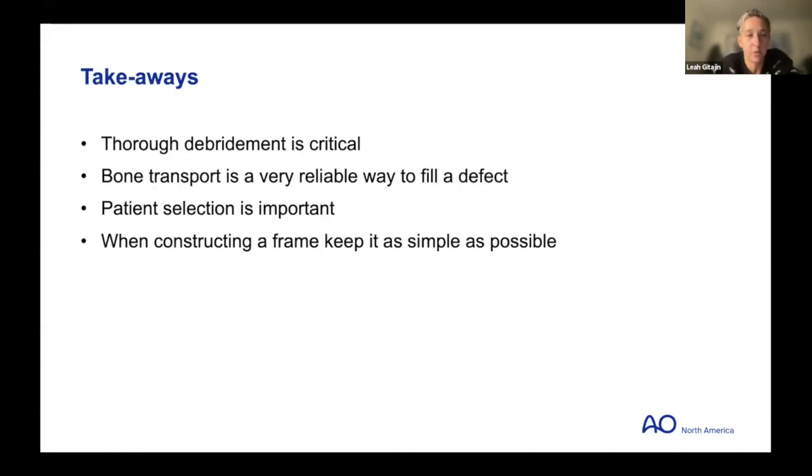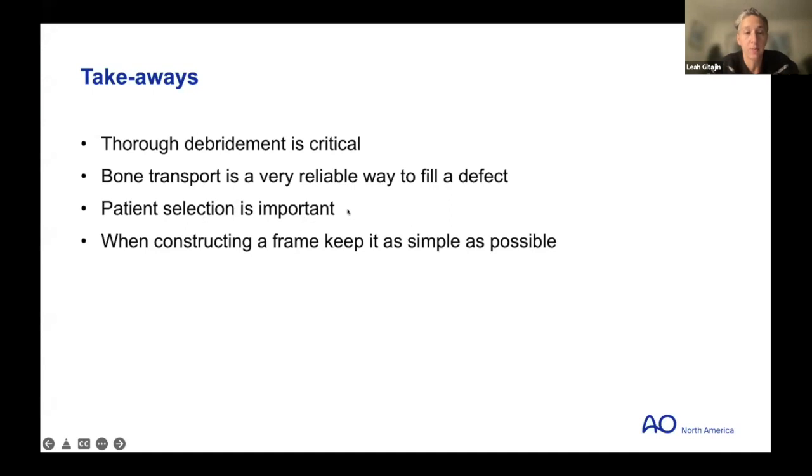So just to quickly review takeaways, I think we've talked about this a lot, but the most important part of treating an infection is a thorough debridement. That's really, really critical. And there's several ways we talked about that you can tell if your debridement is thorough. It is, like Erin said, a bit of an art. It's not totally a science today, but that is the most important part of treating infection. Bone transport is a very reliable way to fill a defect. And in my hands, in the tibia, bone transport has been way more effective for me than Masquelet in the tibia, for whatever it's worth.